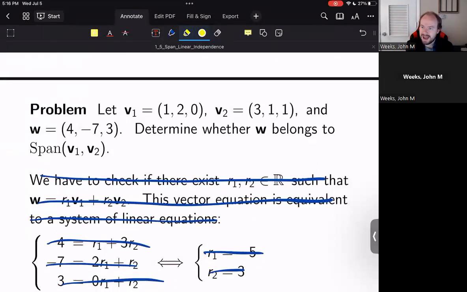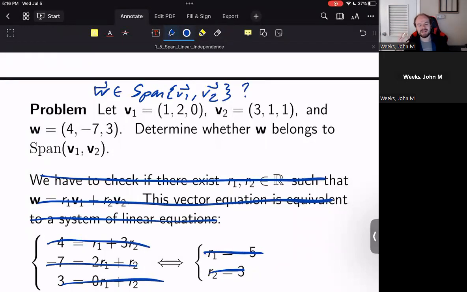How could we find spans? How can we determine what is in a span? This is a type of problem that it was good for us to explore for a little bit, and to figure out whether or not a vector is inside the span of some other subset. Let's let our subset in this case be V1 and V2. Let's say that we're going to try and figure out what the span of V1 and V2 is. In particular, let's see if we can find enough to see if the vector W is inside of it.